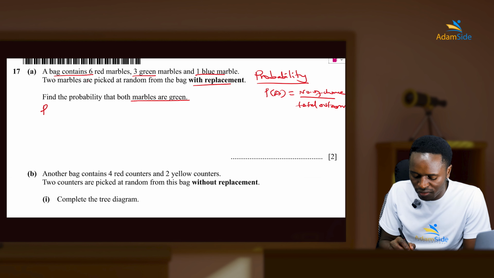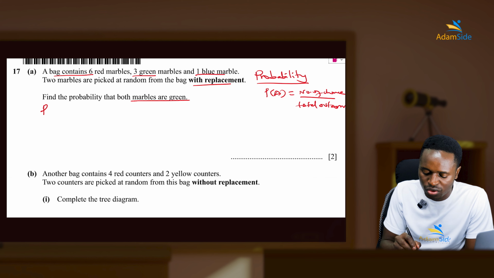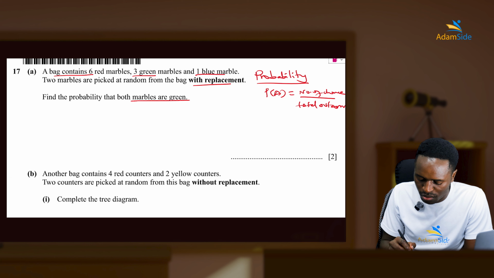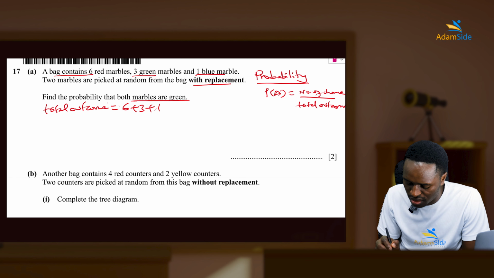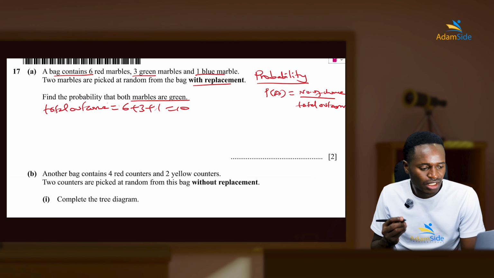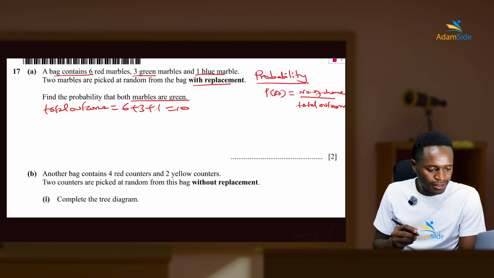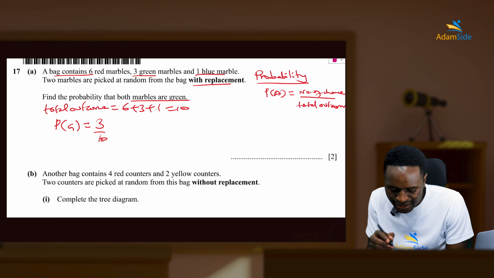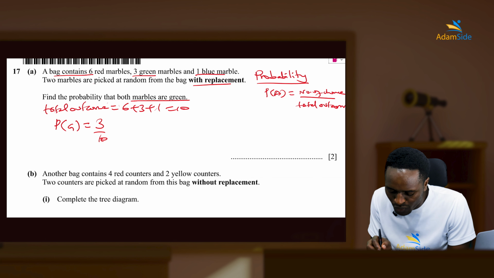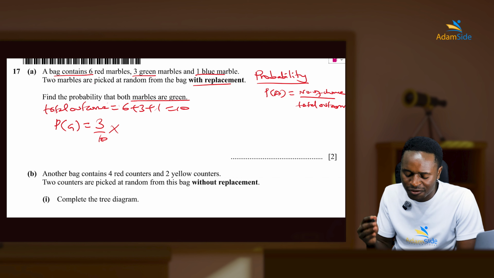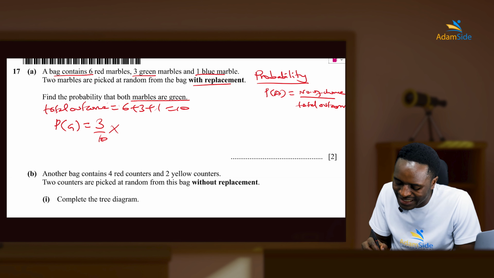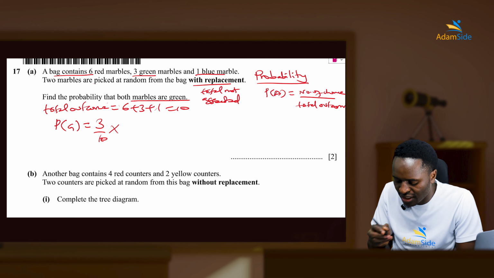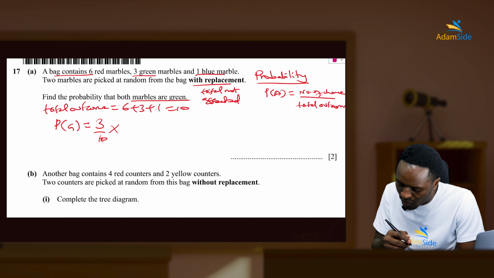So probability of an event we know. So total outcome first. What is the total outcome? Total outcome is 6 plus 3 plus 1 is equal to 10. The number of chances is 10. Then what's the probability of picking a green marble? So 2 marbles are picked at random from the bag with replacement. If it's with replacement, that means the total is not affected, because here you are picking one and then returning it to the bag.